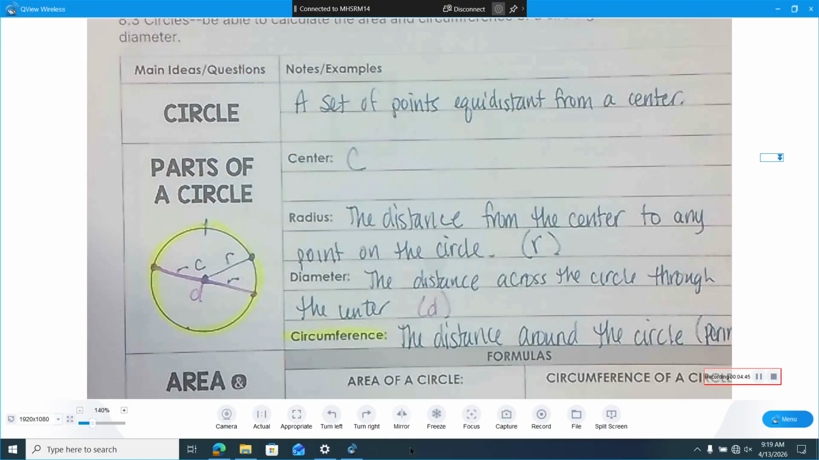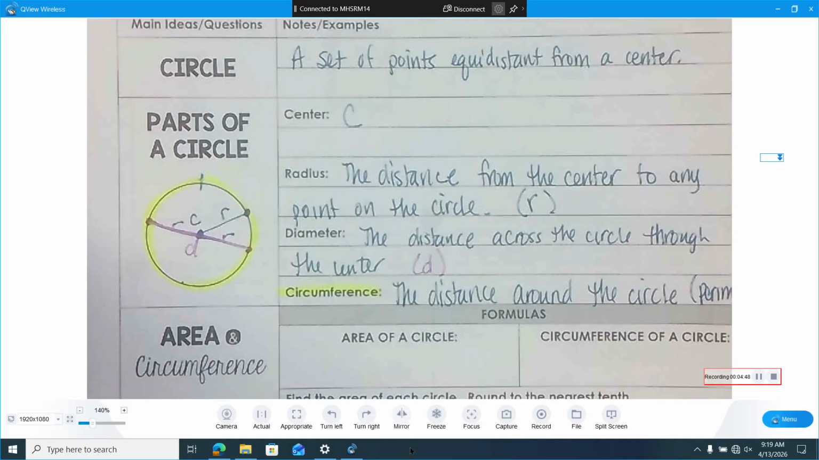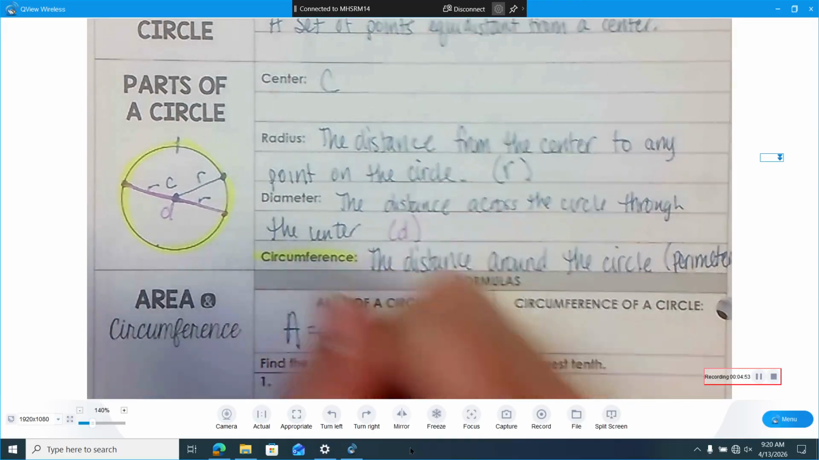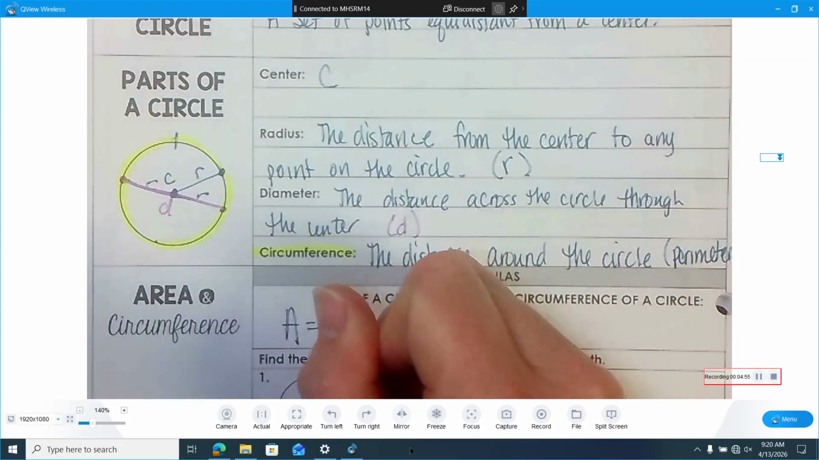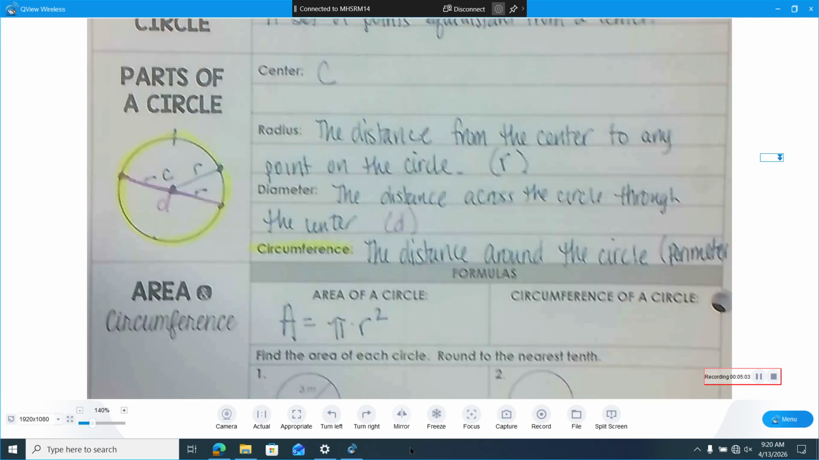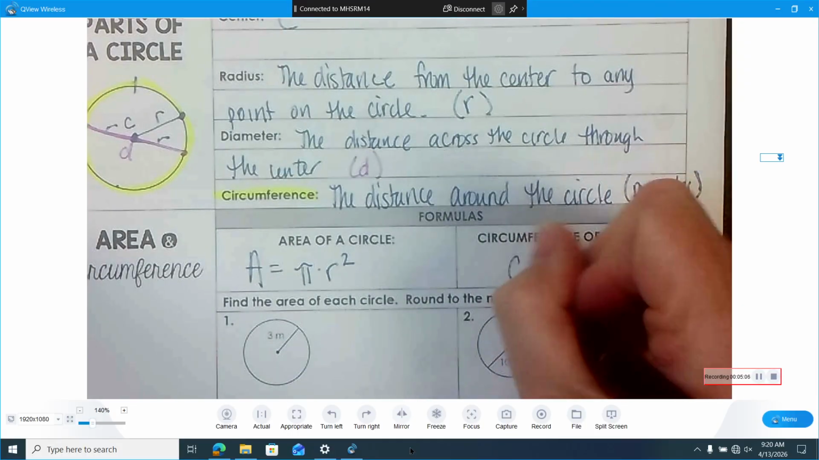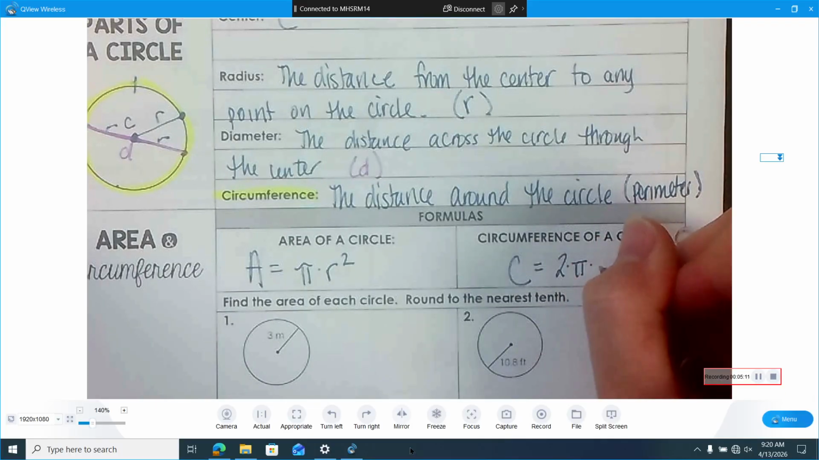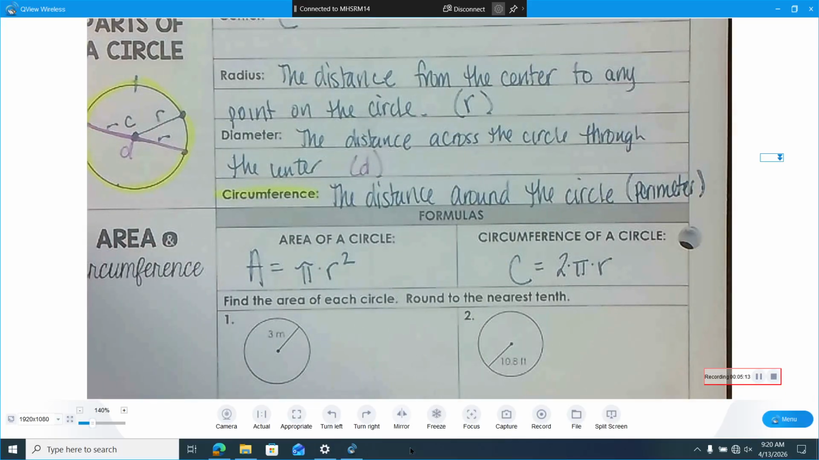So the nice thing is we have some very special formulas. The area of a circle is pi times radius squared, and the circumference of a circle is 2 times pi times the radius, which is kind of interesting. So as long as you know your radius, you're good to go.